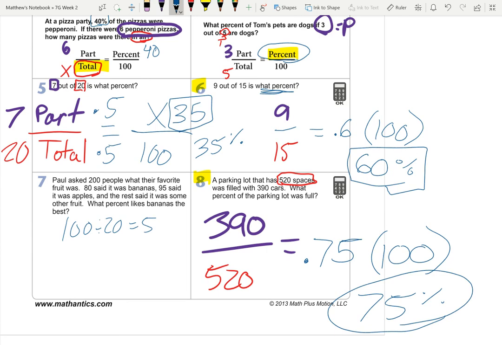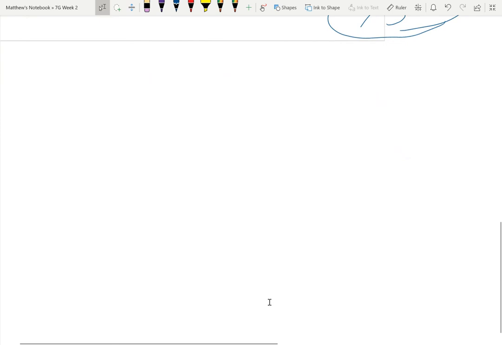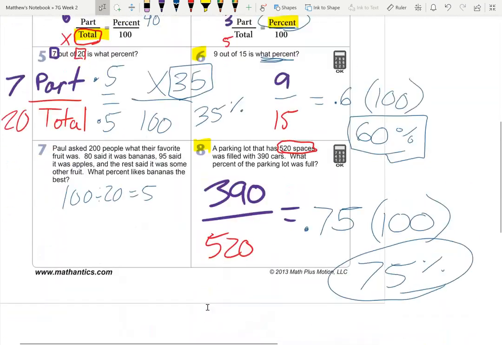All right, so that's how we can solve all of those problems. Let's go ahead and take a look at our next worksheet here.